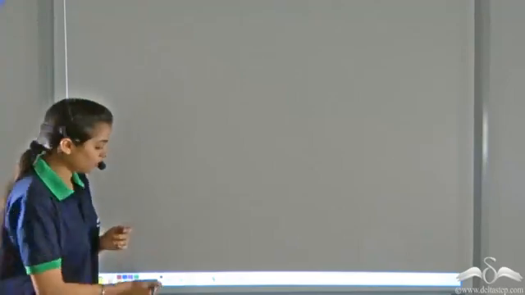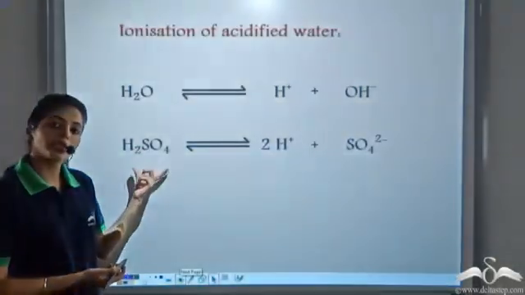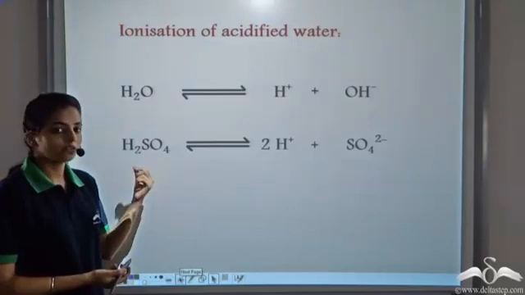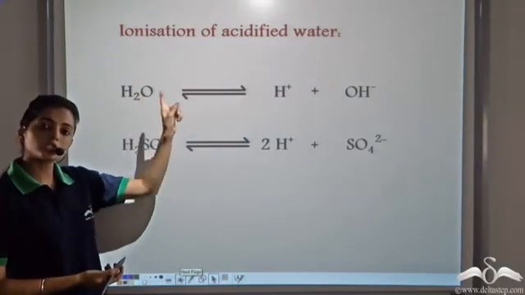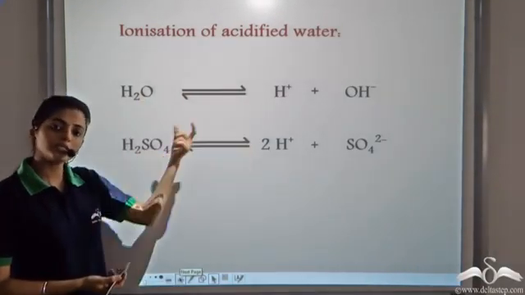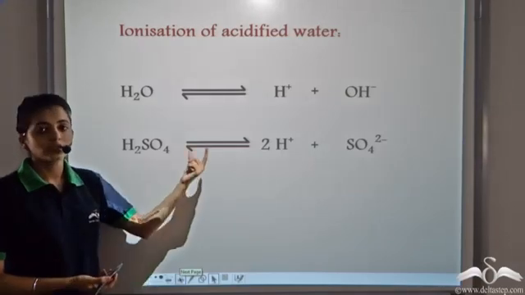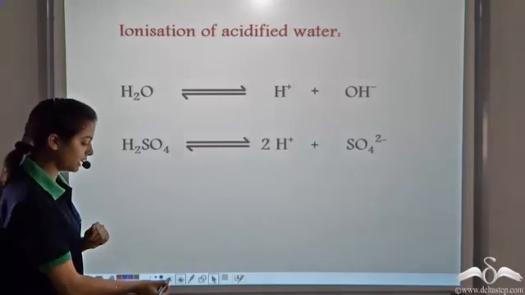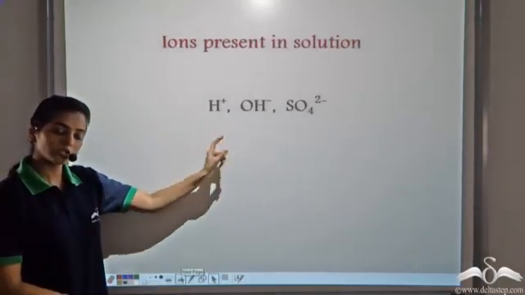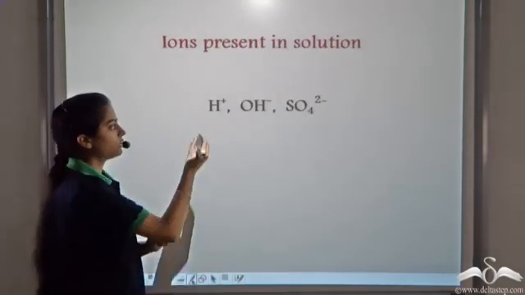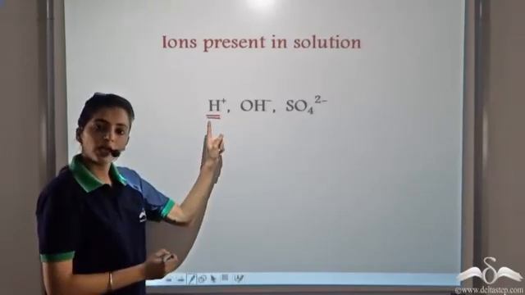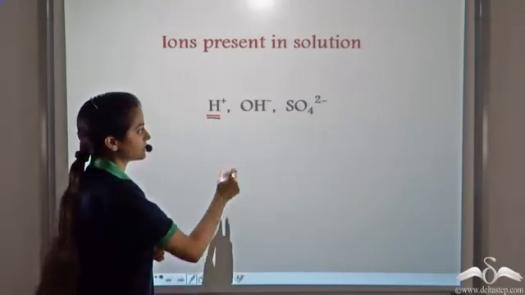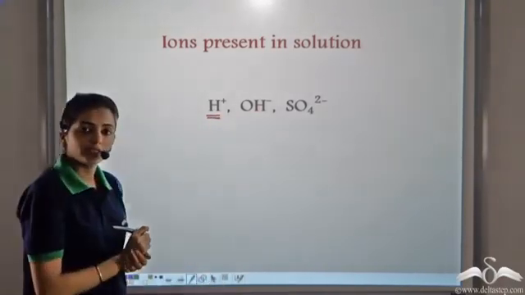We add some substance to ionize water into its ions. In laboratory, we add sulfuric acid. So when we add sulfuric acid, water dissociates to form H plus and OH minus. Sulfuric acid dissociates to form H plus and sulfate ions. So now we have 3 ions in the solution. Only one positive ion, that is hydrogen ion, and 2 negative ions, that is hydroxide and sulfate ions.